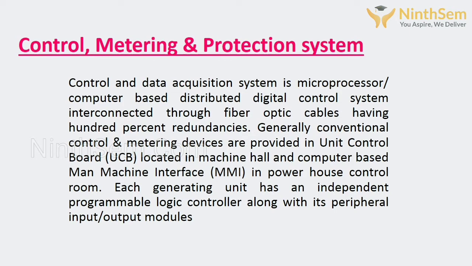Control, metering and protection system. The control and data acquisition system is a microprocessor or computer-based digital control system, interconnected through fiber optic cable having 100% redundancy. Generally, conventional control and metering devices are provided in the unit control board located in the machine hall and a computer-based man-machine interface in the powerhouse control room. Each generating unit has an independent programmable logic controller along with peripheral input and output modules.